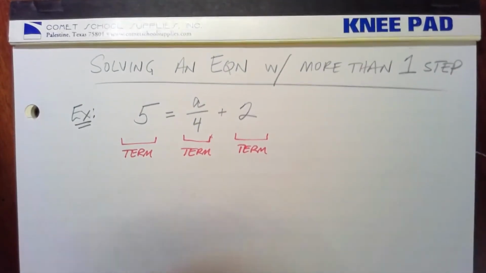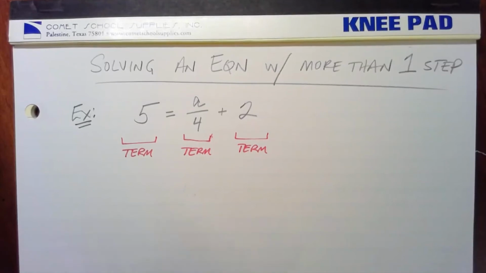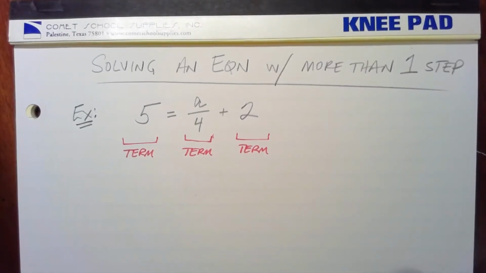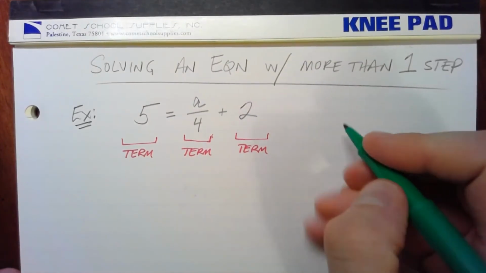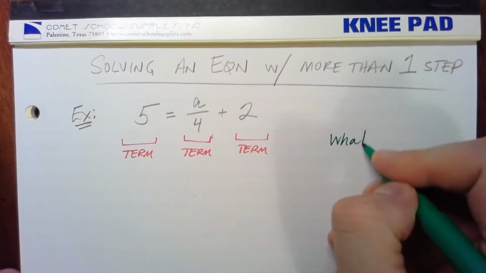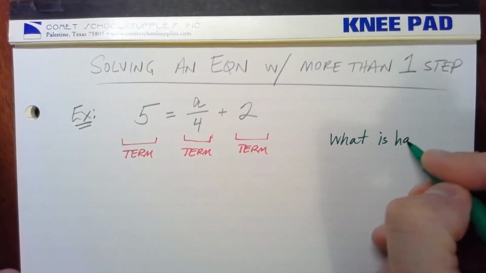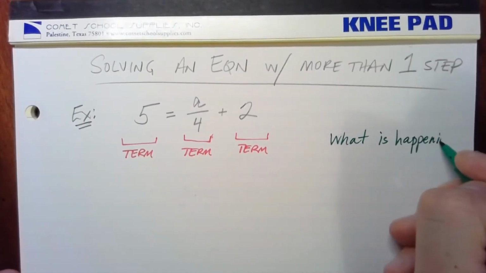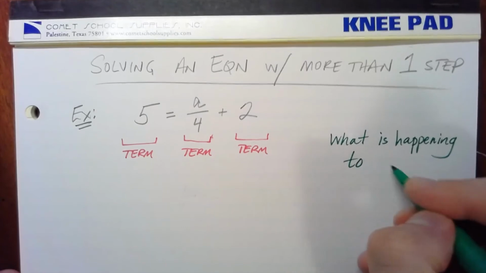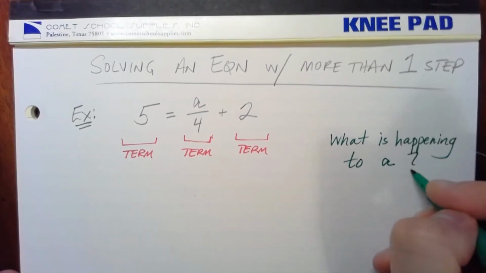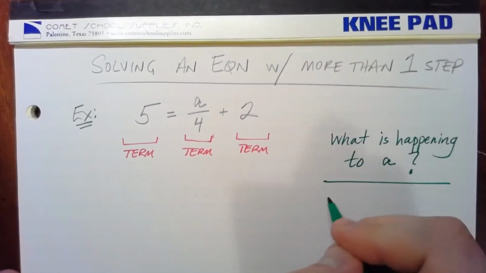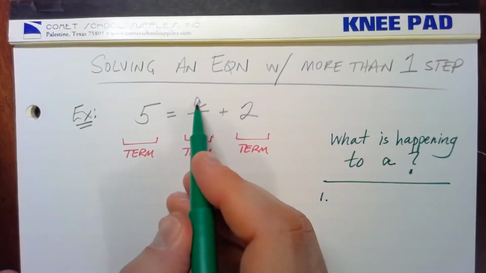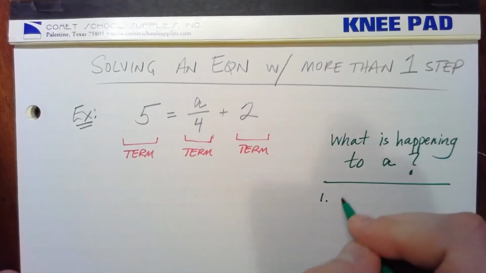Okay? So what would we do in a situation like this? Well, we still ask ourselves, and I want you to get into a habit of making yourself a little chart over to the side of your paper. So you ask yourself, okay, well, what is happening to A? Well, what's happened to A first? Well, it's being divided by 4.